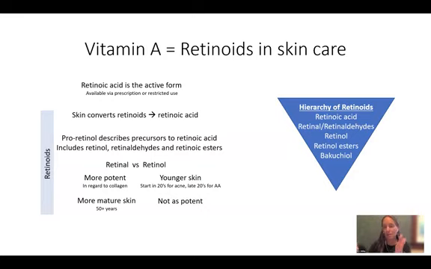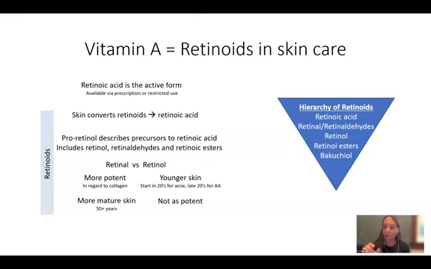So if we look at this triangle on the right, it's inverted. Retinoic acid, again, is the most potent. It's what's available in the skin. Retinaldehyde is one step away from that conversion, so it has to be converted into retinoic acid, and then it can be utilized by the skin. Whereas retinol with the OL has to be converted into retinal, and then retinal can be converted into retinoic acid.